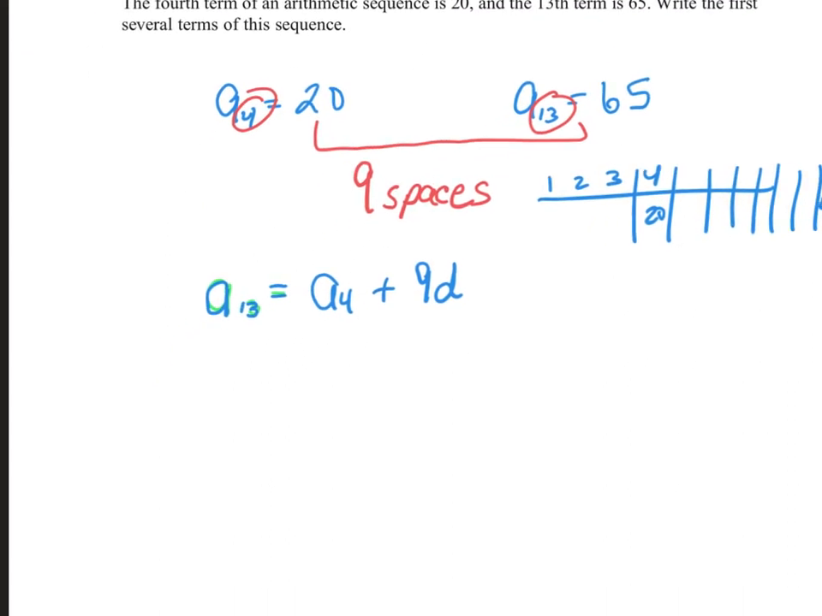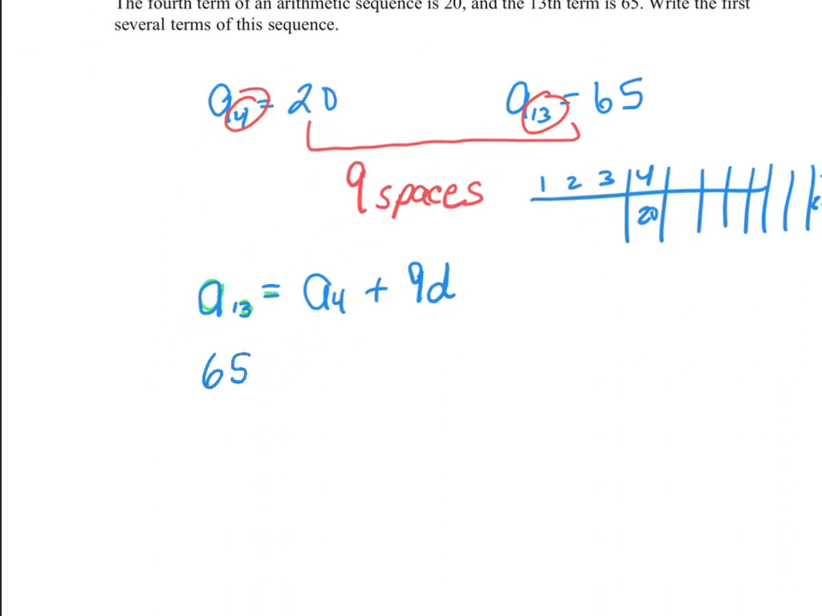So just fill in what you know. I know that the 13th term is 65. I know that the 4th term is 20 plus 9 times D. Let's find the common difference first. Then we can figure out everything else.